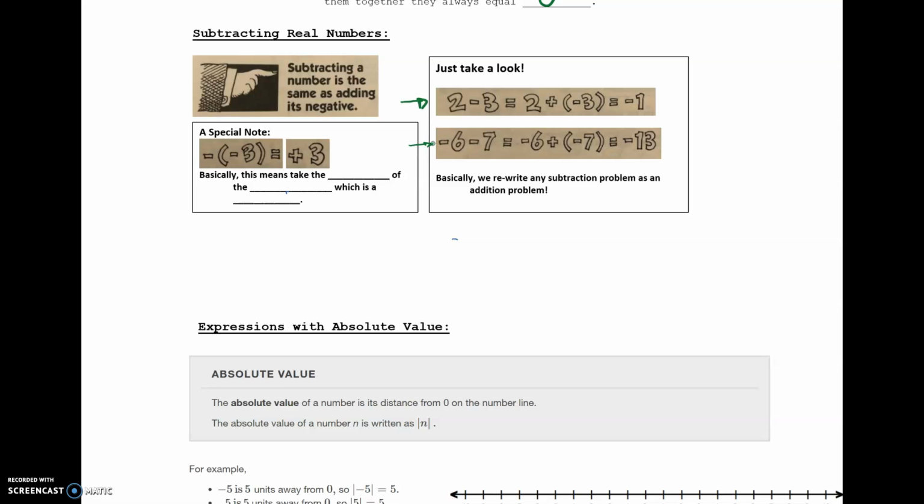So basically we can write any subtraction problem as an addition problem. Okay, now the only special note here is if you have two negatives together. Basically what that means is take the opposite of the negative, which means what's the opposite of a negative? Well, what's the opposite of negative? Positive. So that's why we would end up with a +3 in this particular case.